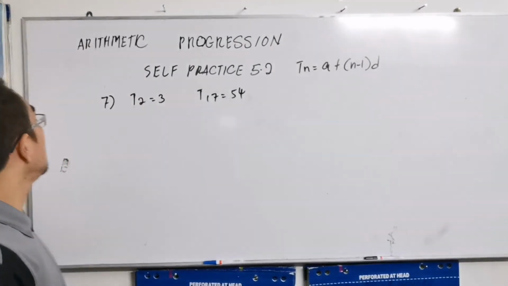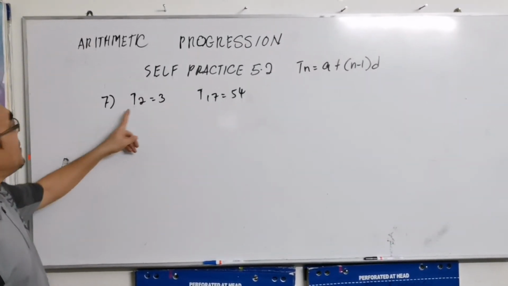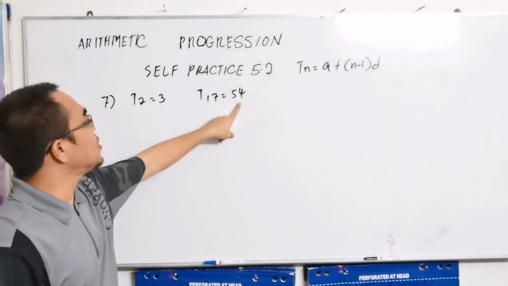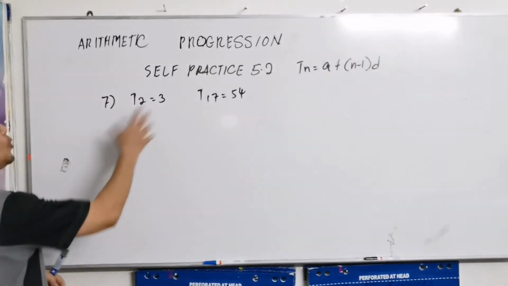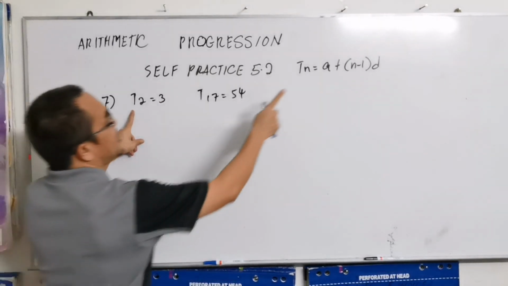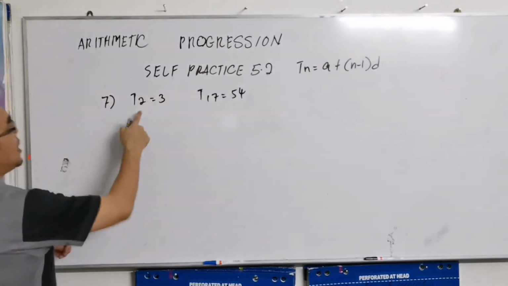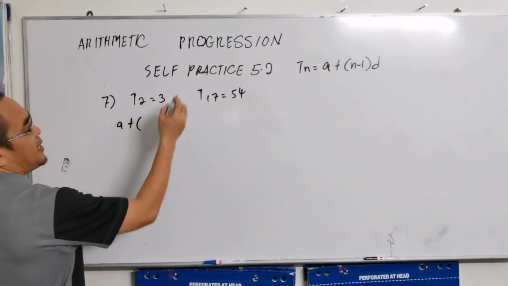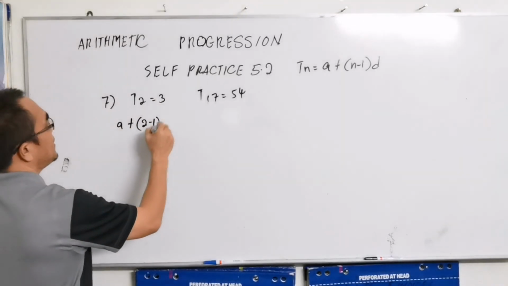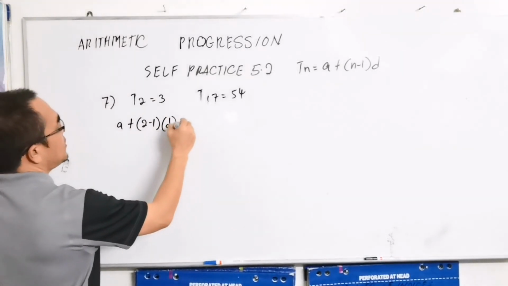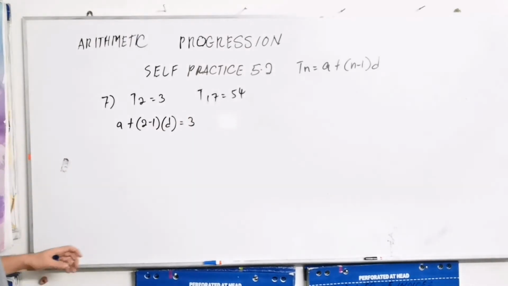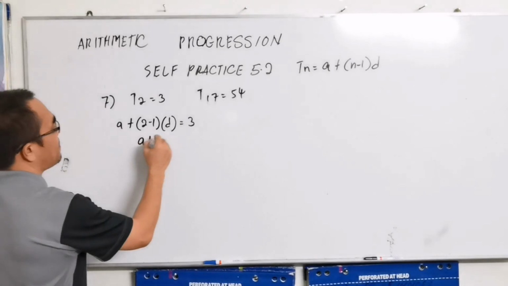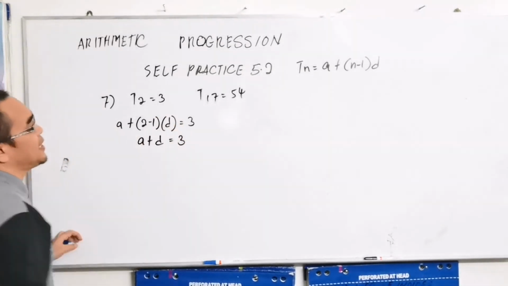Okay, on the 7th question, the statement says T2 equals 3, T17 equals to 54. Just do one by one, that is replacing the value of A and D. We do not know A, so write down A plus, N is 2, 2 minus 1, D also we do not know, equals 3. So we can simplify this. 2 minus 1 will be 1. 1 times D is D. So A plus D equals 3.